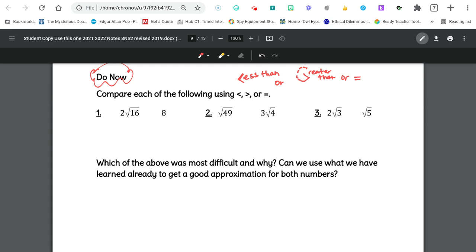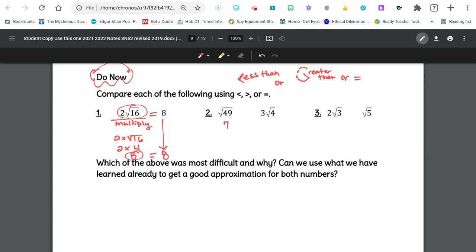Okay, so we're going to start off, and I want you all to know that when things are mashed together like this, it indicates that you multiply. So you can read this as 2 times the square root of 16, which would be 2 times 4, which is equal to 8. So this equals 8, and on this side I have an 8. So these two are equal. If you don't understand that, you need to pause the video and let me know.